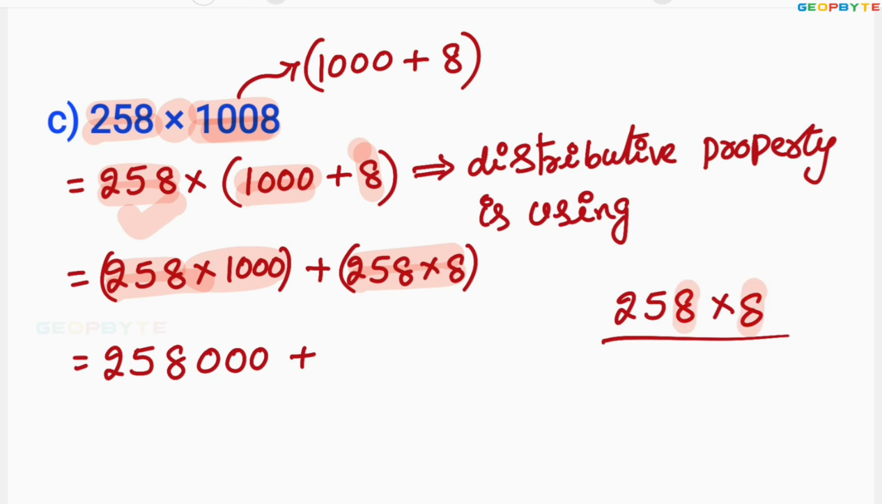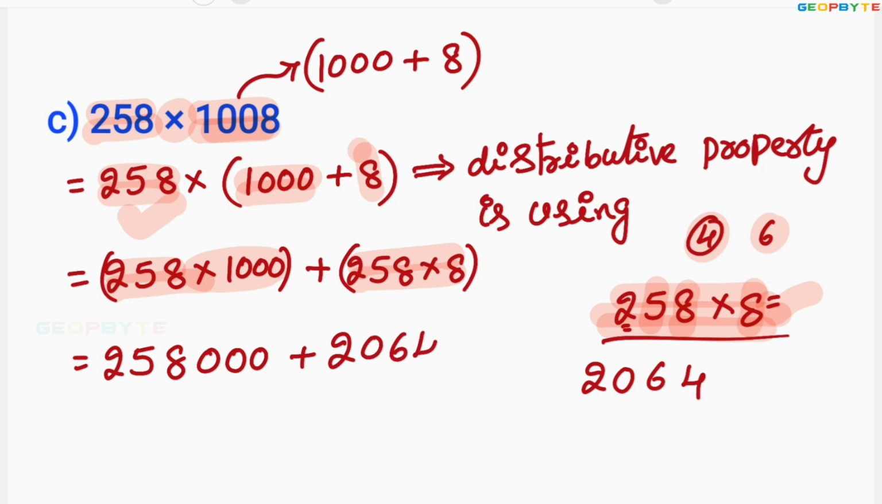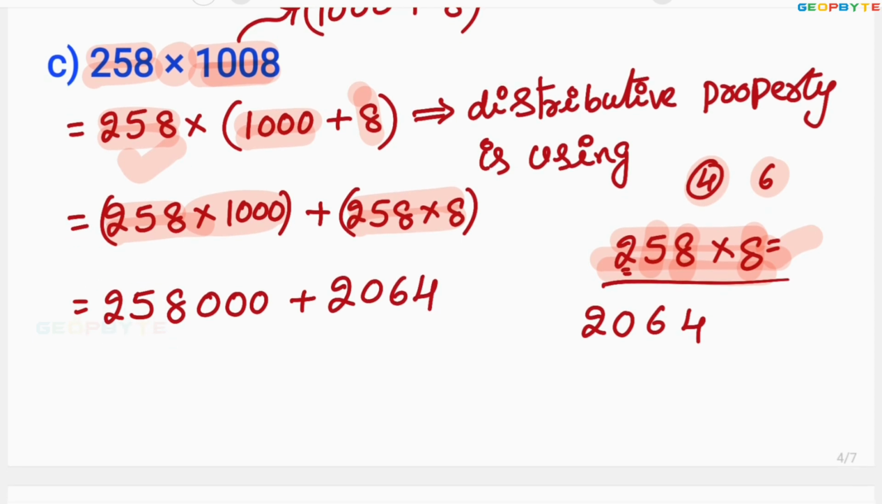8 multiplied by 8, 64. Write 4, 6 balance. 8 multiplied by 5, 40 plus 6, 46. Write 6, 4 balance. 8 multiplied by 2, 16 plus 4, 20. 2064 is the value of 258 multiplied by 8. Write that value. 2064. Now add these two numbers.